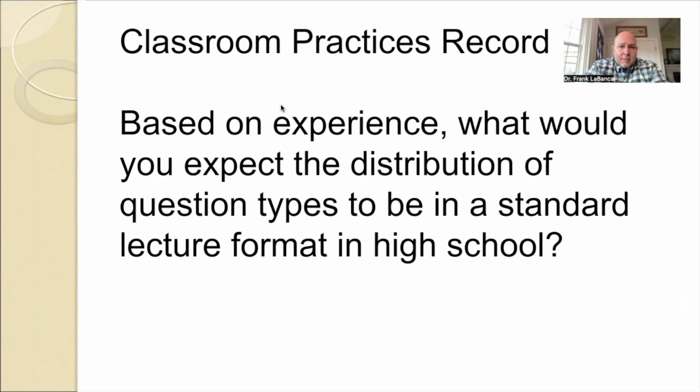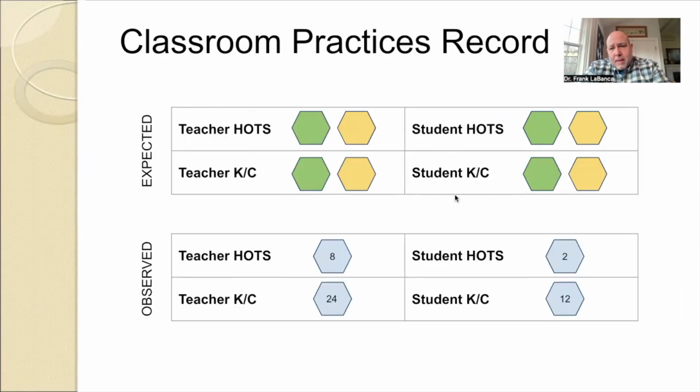So here's an example. Based on experience, what would you expect the distribution of question types to be in a standard lecture format in a high school? What would you expect to happen? And you could put the higher order versus the lower order, what do you expect to happen? And then you would actually collect the observed.